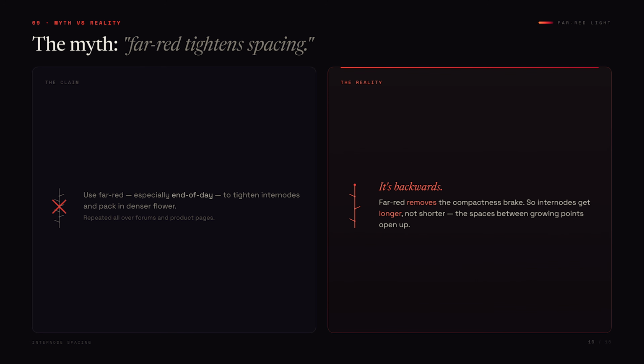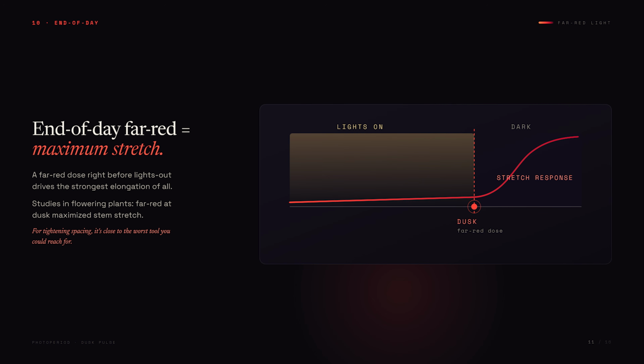Okay, here's where I have to push back on something you'll see repeated all over forums and product pages. The claim goes like this: use far red, especially at the end of the day, to tighten your internodes and pack in denser flower. I need to be straight with you. That's backwards. Everything we just covered points the other way. Far red removes the compactness brake, so adding it generally makes internodes longer, not shorter. The spaces between your growing points open up, and there's a specific, well-documented twist on timing.